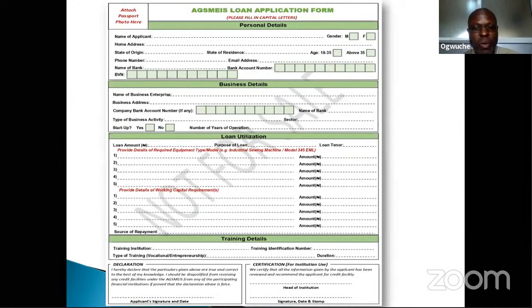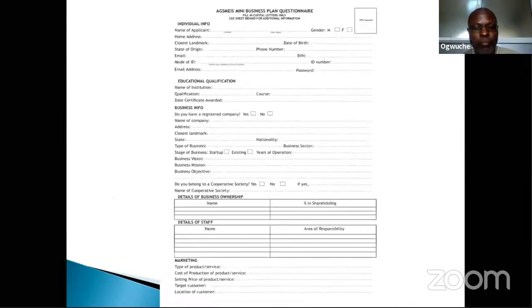So let's go back to our form again. All right, so types of business, that's what we mean when we ask for type of business, and then the sector. So type of business could be poultry, you write poultry, and the sector will be agric. If it is tailoring, the sector falls under fashion and design.